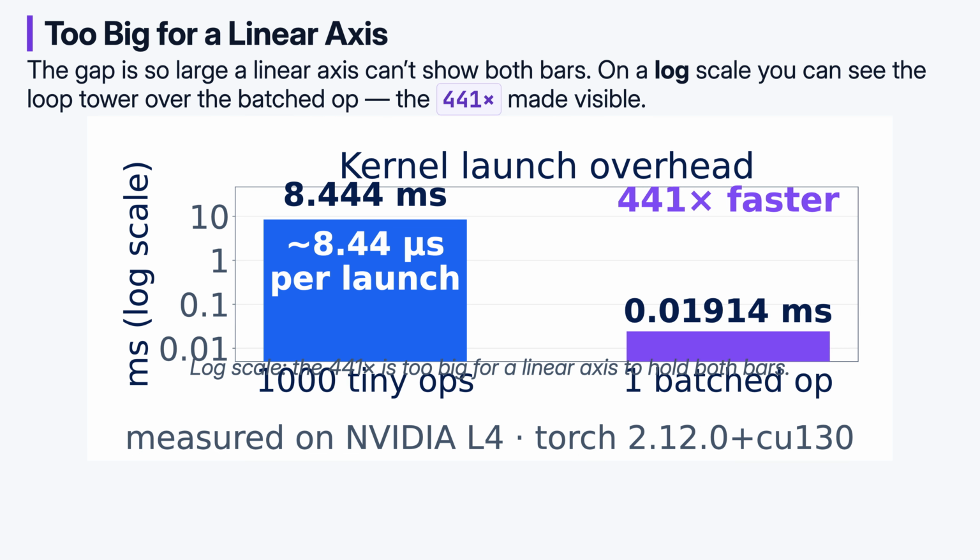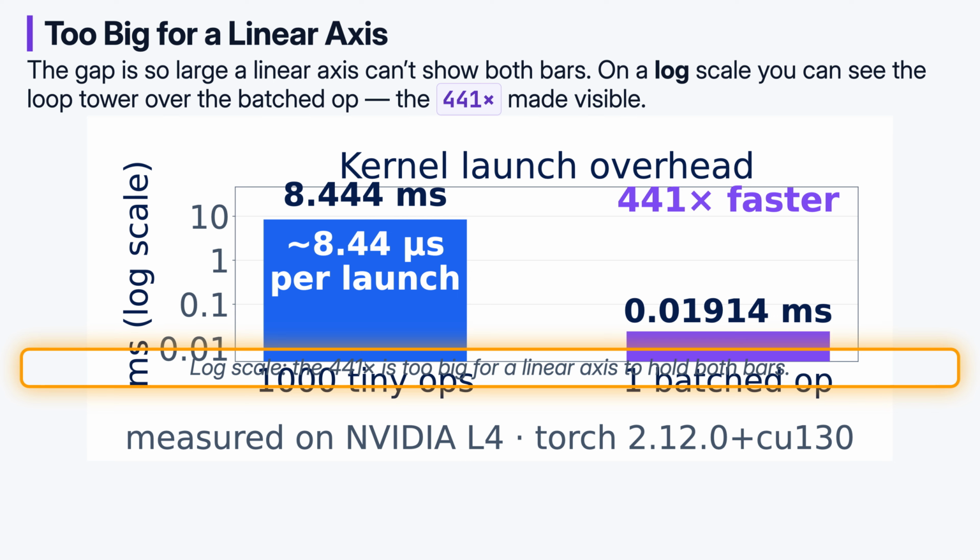Part 3. Batch it or fuse it. The gap is huge. A linear axis cannot show both bars at once, so this chart uses a log scale. The tall bar is the 1000-op loop at 8.44 milliseconds. The short bar is the one batched op at 0.019 milliseconds. The note marks 8.44 microseconds per launch. On a linear axis, the batched bar would simply vanish. The log scale makes the 441 times gap visible.